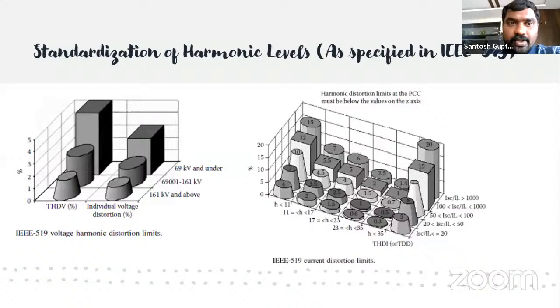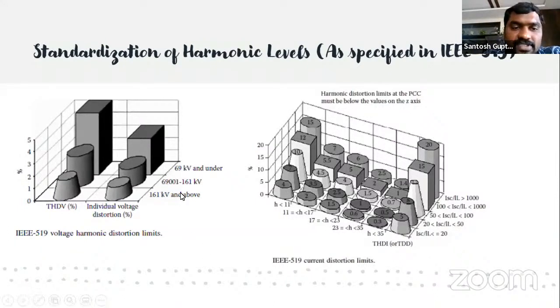So let us see what the IEEE standard says. This is taken from IEEE 519. For each voltage level, up to 69 kV and under, the individual harmonics are limited to 3%, and the total harmonic distortion is limited to 5%. It means that in your system, you should not exceed 3% of individual harmonic voltages, and the total harmonic distortion shall not exceed 5% for 69 kV and under.